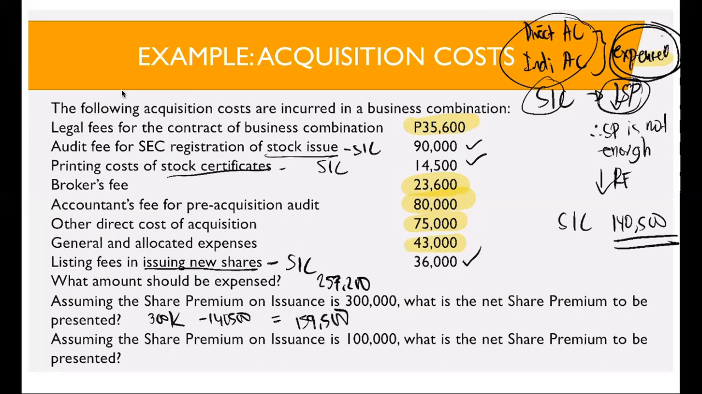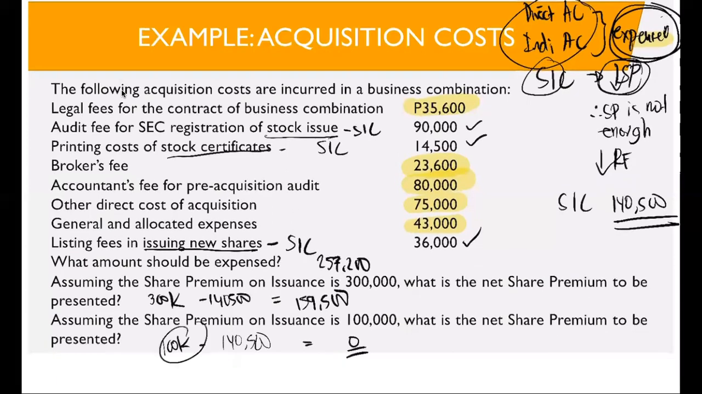Next question. Assuming the share premium on issuance is 100,000, what is the net share premium to be presented? So if our share premium is 100,000 and we have 140,500, is our share premium enough? No. So what do we do? We will present share premium at zero, because we will use up the whole 100,000. What will happen to the excess of 40,500? This will now decrease your retained earnings. Take note, as a general rule, stock issuance cost will decrease your share premium. But if your share premium is not enough, any remainder will decrease your retained earnings.